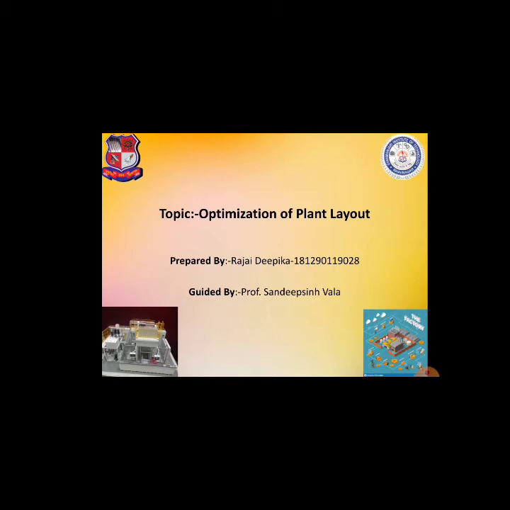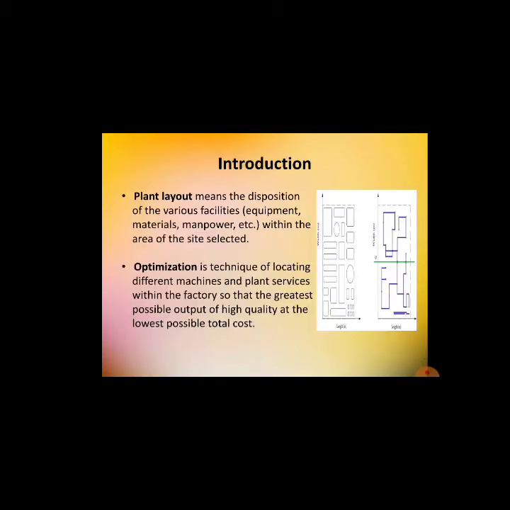So first, let's see what is the definition of plant layout. Plant layout is the disposition or the placement of different machines, manpower, and materials in any industry or factory. Optimization is changing the position of machines or the distance between the different equipment, so that the production time is reduced and the manufacturing is increased.